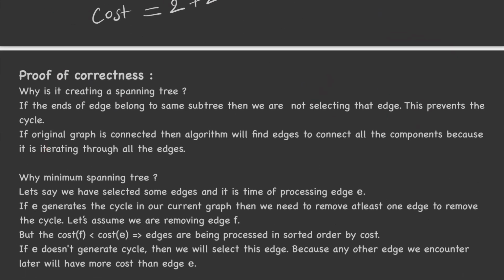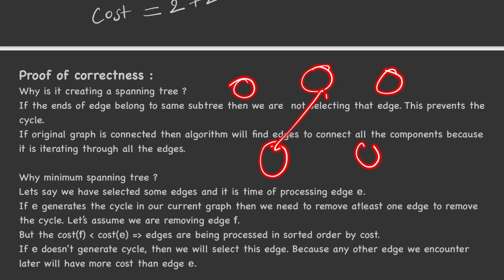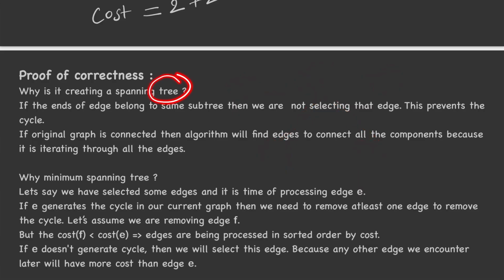Also, if you look carefully, we are processing every single edge. So, if the original graph is connected, the algorithm will eventually find an edge that will connect two isolated subtrees. What does that tell you? Every single vertex at the end will be connected one way or the other, and there will not be any cycle by this algorithm. So, we will end up having a tree.